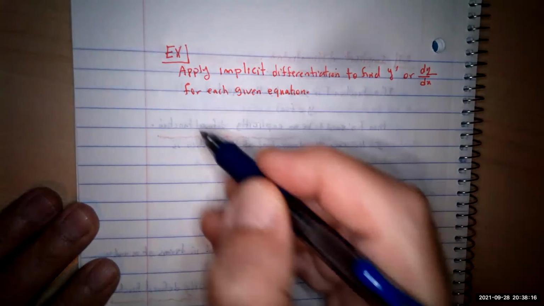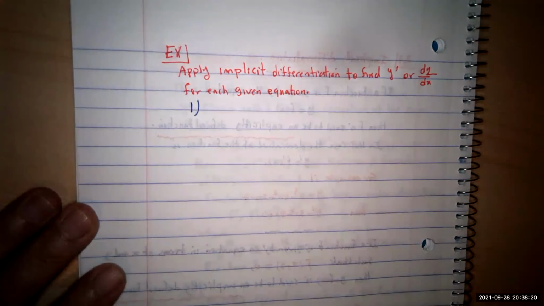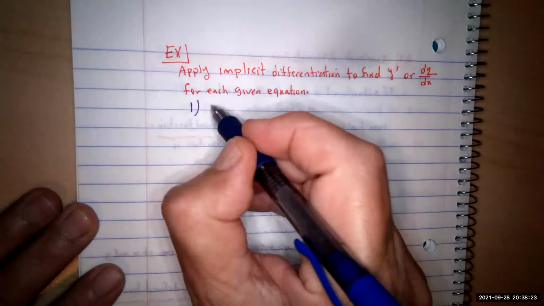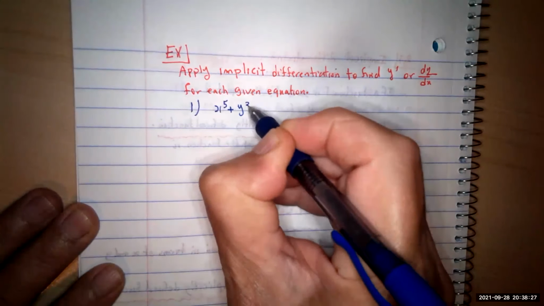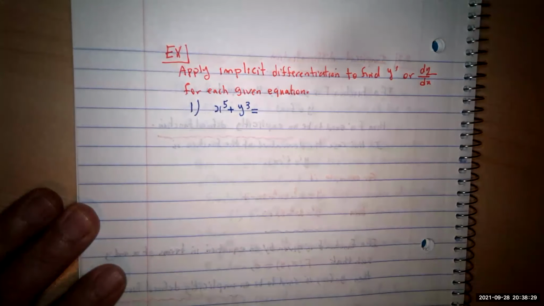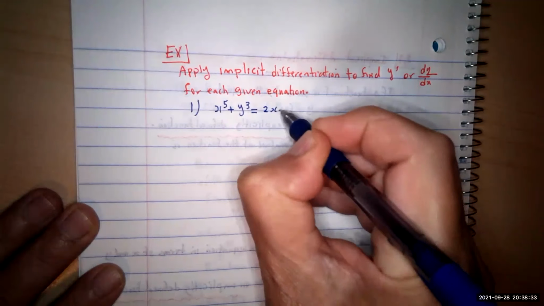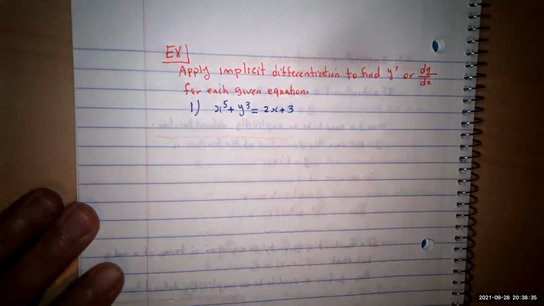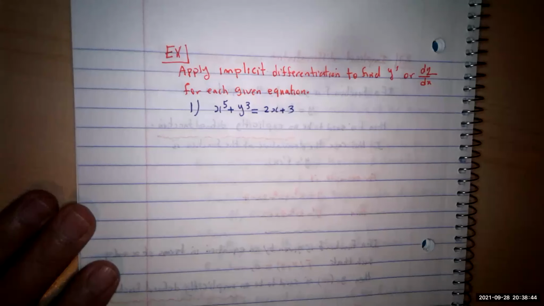Given the equation, okay? The type 1 is this one. You are going to have just a power of y. So something like x to the 5th plus y cubed, and this is going to be equal to 2x plus 3. So that's going to be the one. So we want to differentiate to find the y prime.